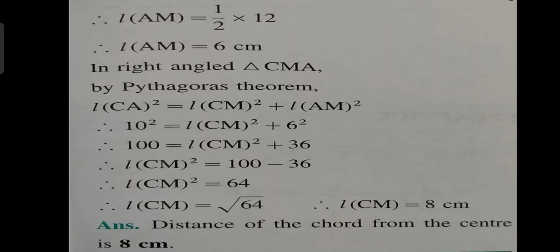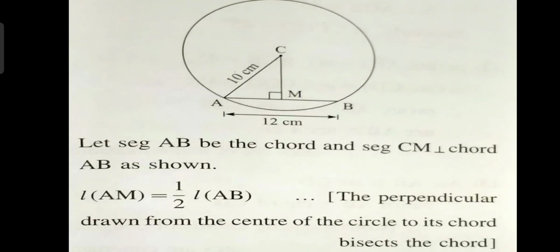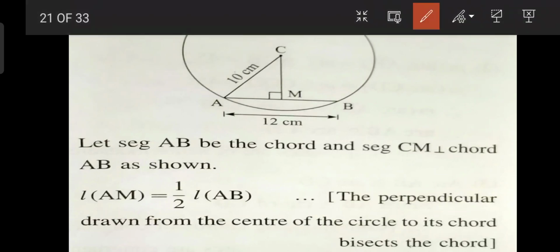Now we take the right angle triangle, the triangle is CMA, you can see here CMA, here we have at angle M, that is right angle triangle. We are given AC, that is 10 centimeter, we have also found AM, that is 6 centimeter. What we need to find out is CM.